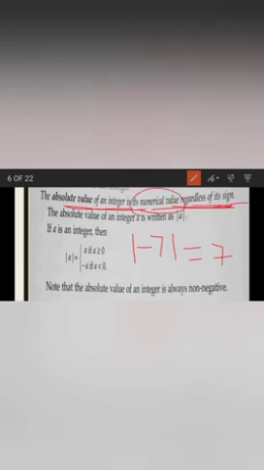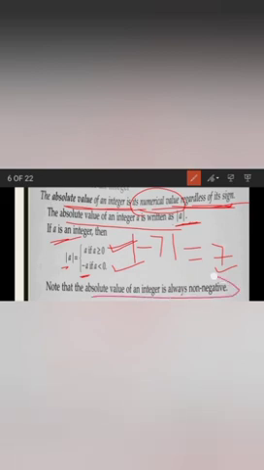Here the absolute value of minus 7 will be 7, and this is written like this. Here the definition is also given. If a is any integer, then the absolute value of a will be a if a is greater than or equal to 0, or you can say a is positive, and this will be minus a if a is negative. And the absolute value of an integer is always non-negative.